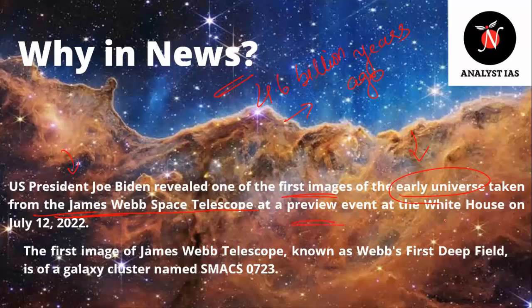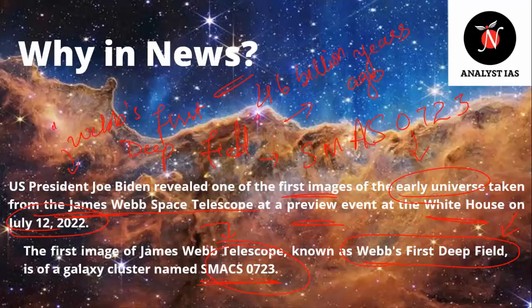The preview event was conducted at the White House on July 12, 2022. The first image of the James Webb Telescope is known as Webb's first deep field. This is an important thing to remember. Webb's first deep field is the name of the first image that the James Webb Telescope has given us. What is this image of? This image is of a cluster of galaxies known as SMACS0723. SMACS0723 is the name of a cluster of galaxies whose image the James Webb Telescope has given us, and the image is being called Webb's first deep field. I hope it is clear.